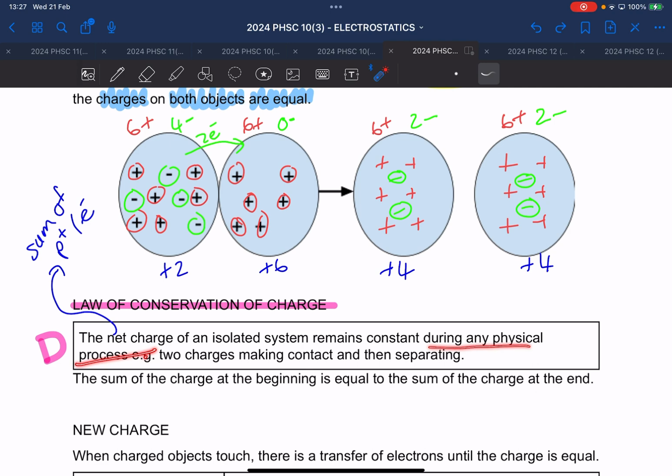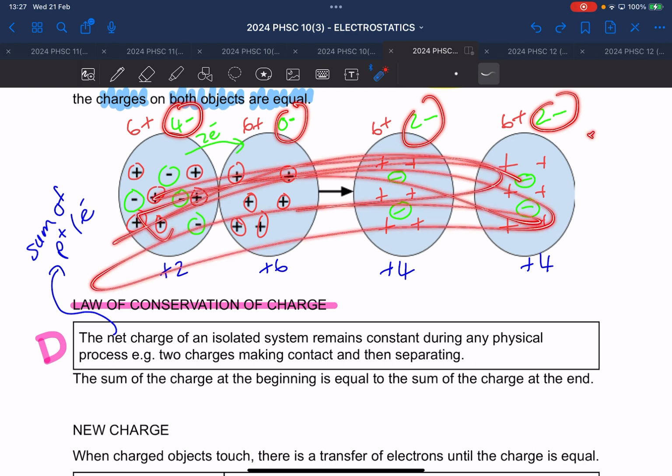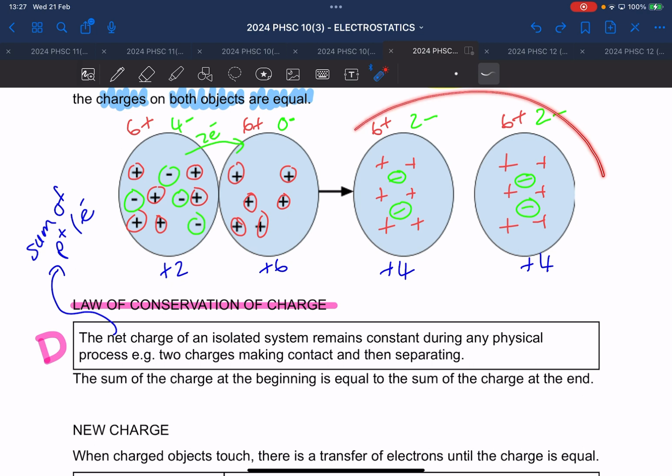So it just means if you have 2 objects and they touch, which is a physical process, then yes, there will be a transfer of electrons. But if we check, how many protons did we have here? 12. How many do we have here? 12. How many electrons did we have? 4. How many do we have here? 4. So even though there was a transfer of electrons moving, the net charge that you have is still the same. Are you with me?